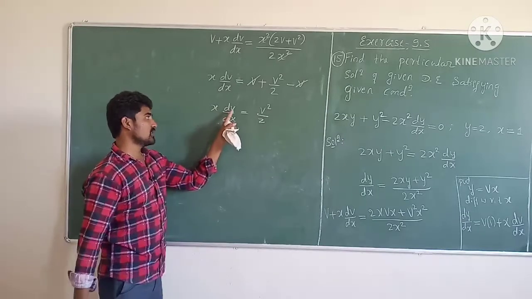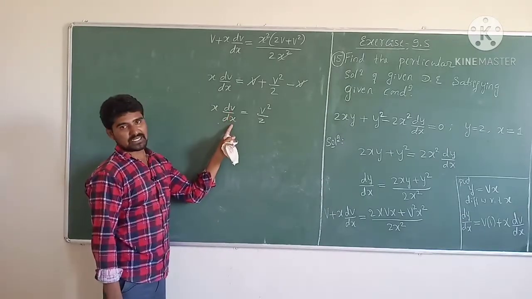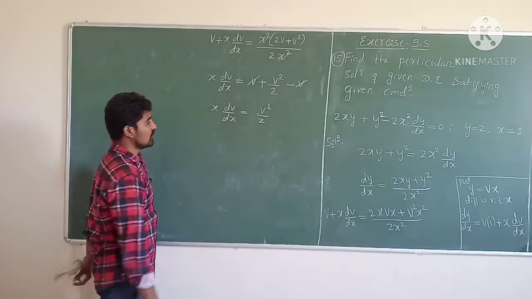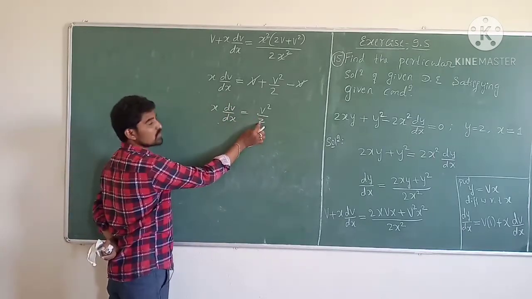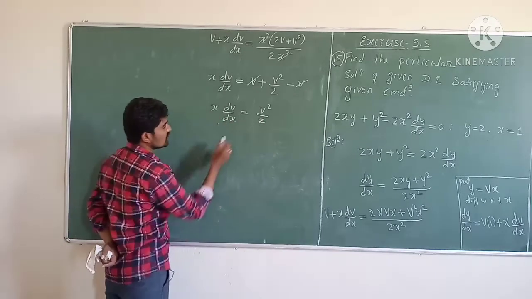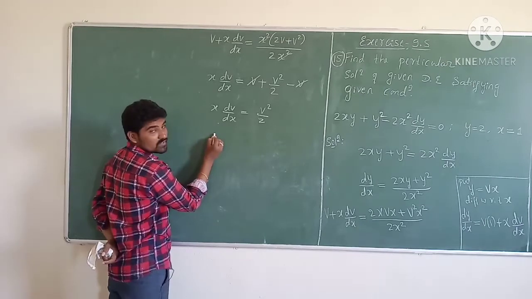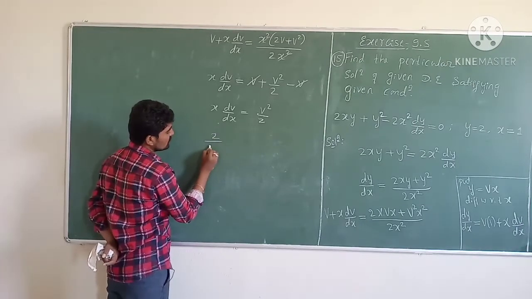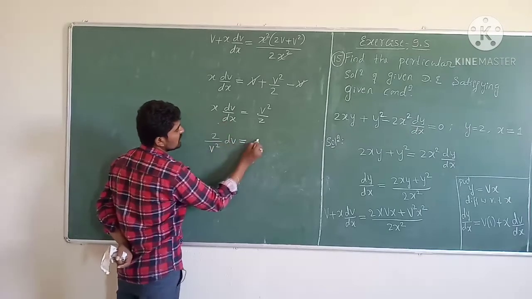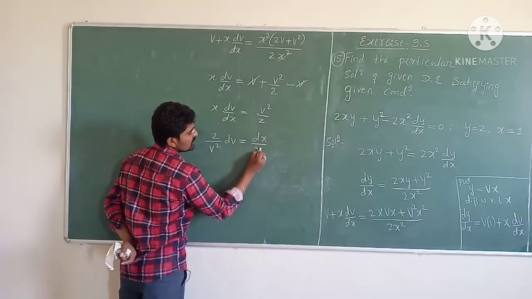So we get the differential equation with the variables v and x. Next we just separate the variables v and x. For that, shift this v square by 2 towards the left hand side and dx by x towards the right hand side. So we get 2 by v square into dv is equal to dx divided by x.